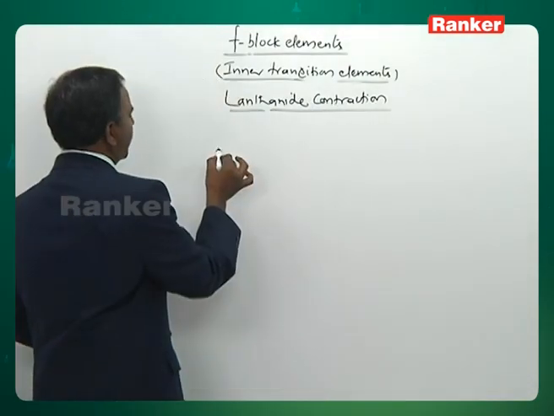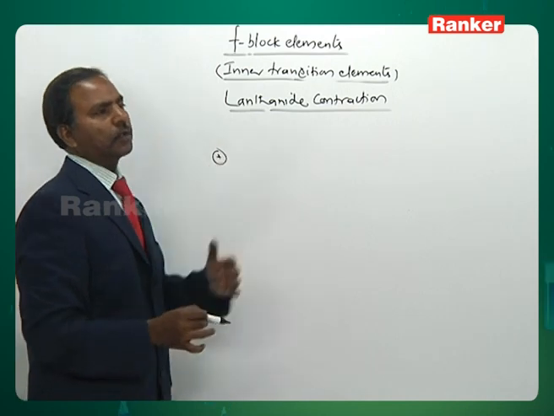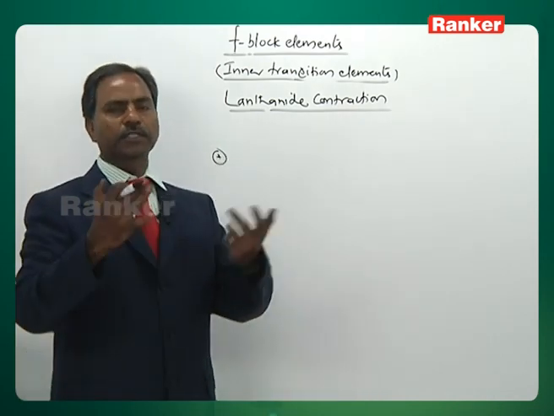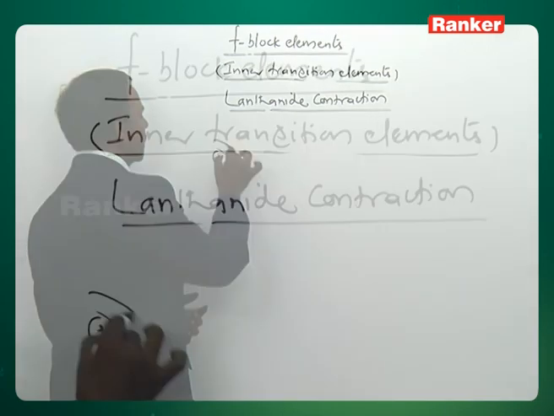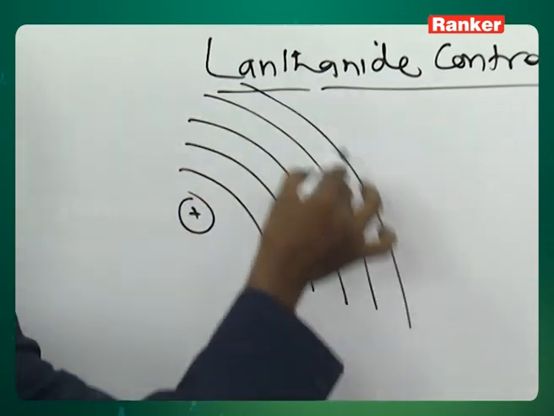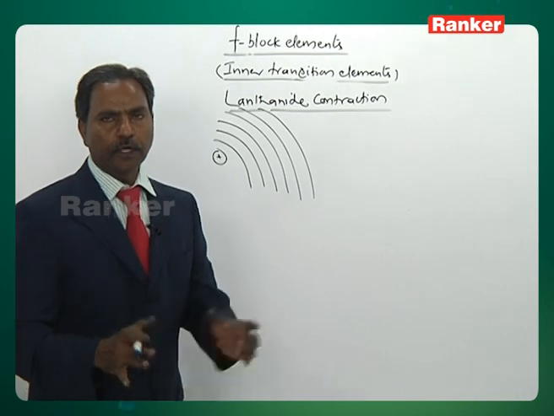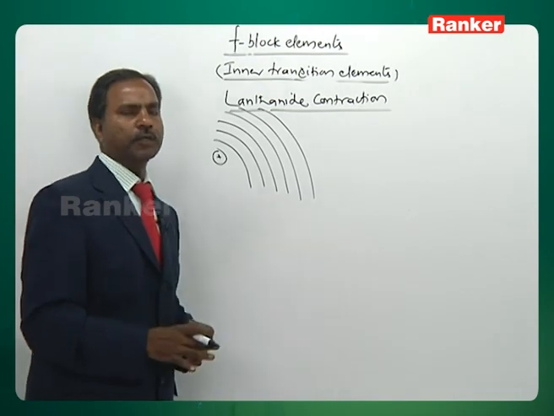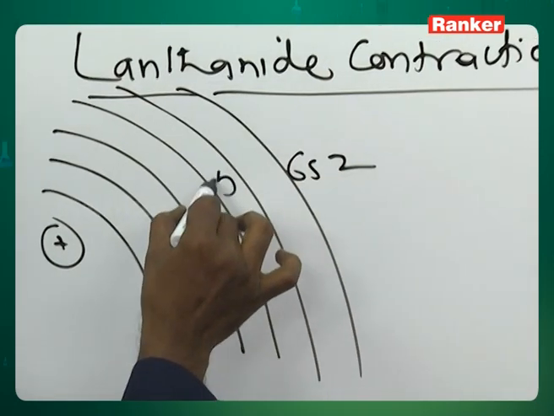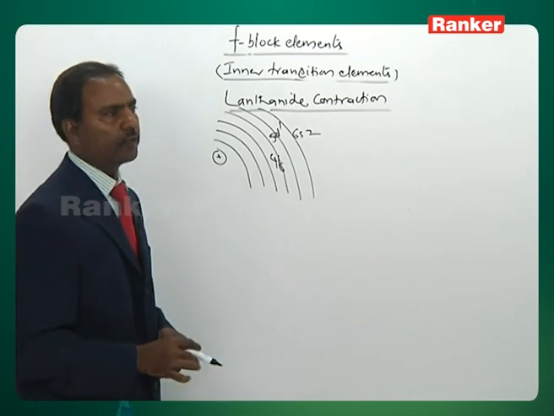See, in the case of lanthanides, many times I have shown the electronic configuration of lanthanides. Let us talk about the sixth shell. Let me write the shells: first shell, second shell, third shell, fourth shell, fifth shell, and again the sixth shell. The electronic configuration, which I mentioned many times while discussing lanthanides, is 6s2, 5d1, 4f1 to 14.